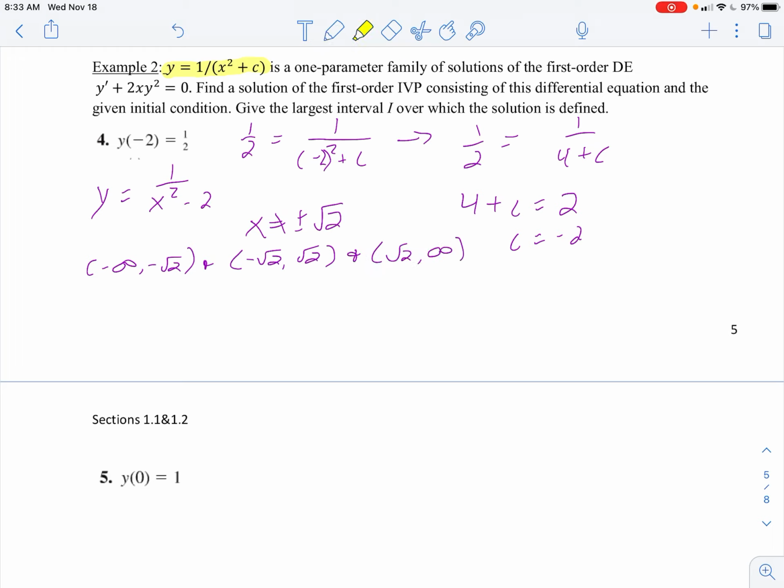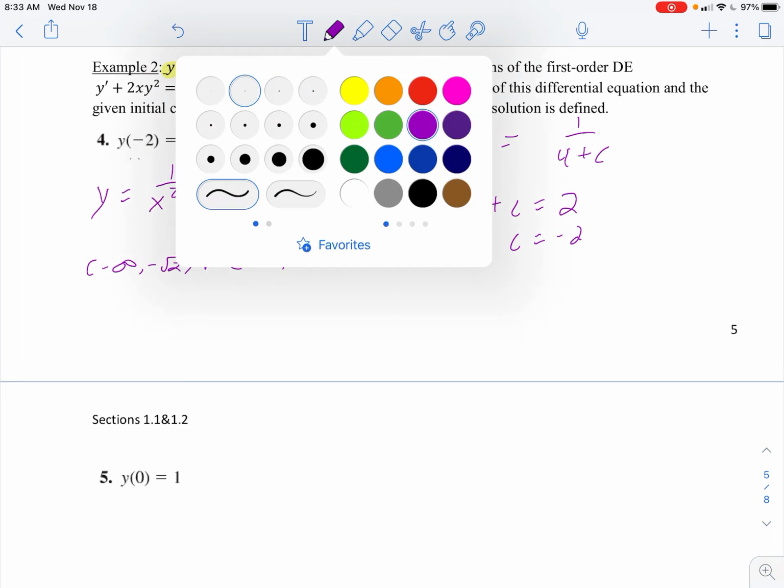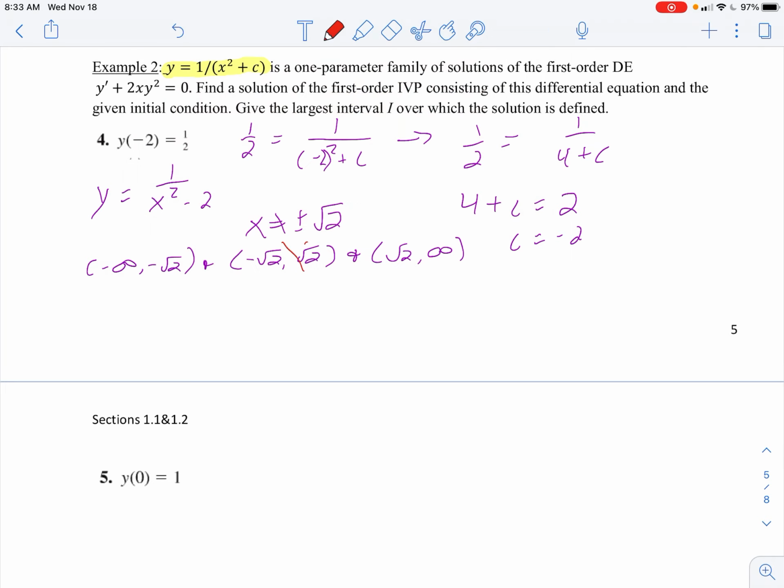So really, it tells us to pick the largest interval. So we're not going to pick the middle interval, that's not the largest. And then you have two choices. You could pick negative infinity to negative radical 2, or radical 2 to infinity. Either one of those is okay because both are going to be the largest ones, since they both go off to infinity. All right, that's it for the first bit.